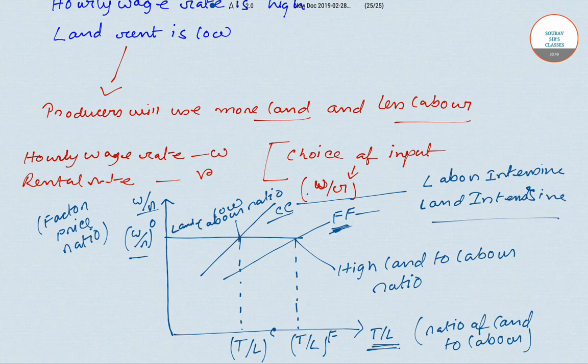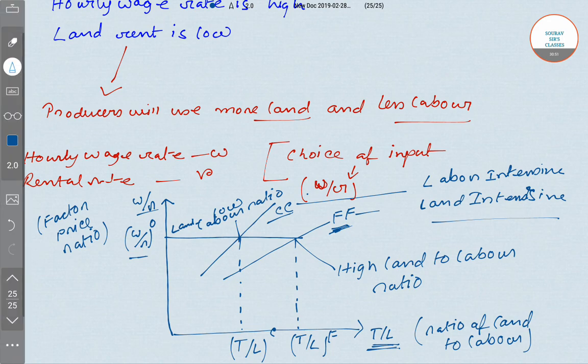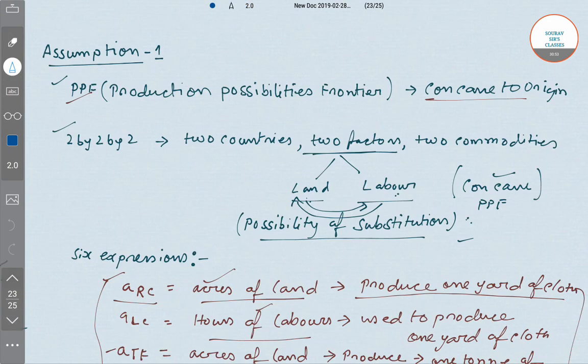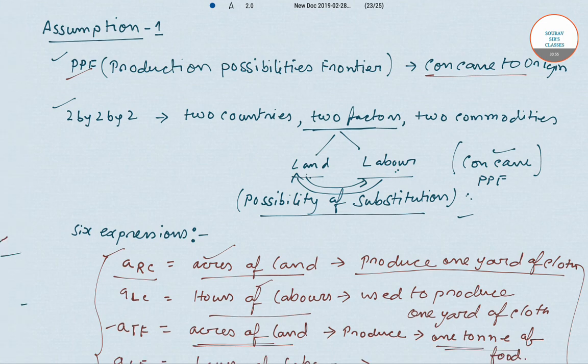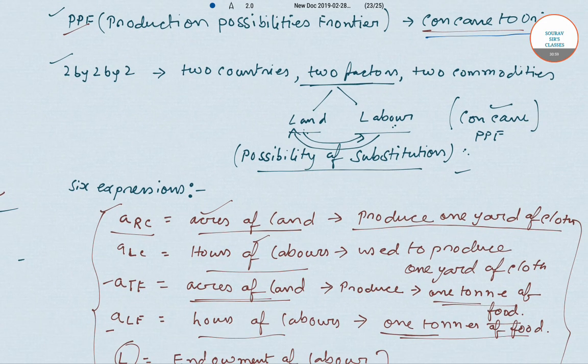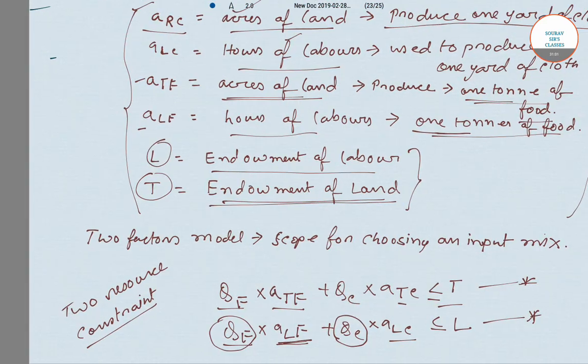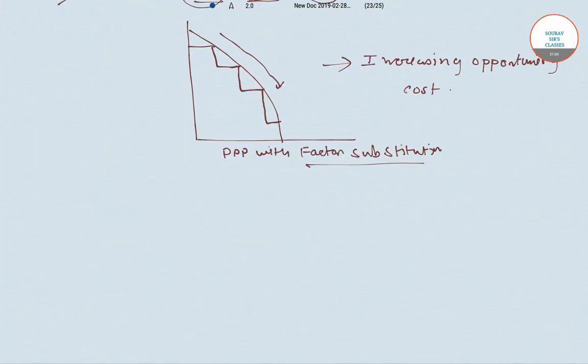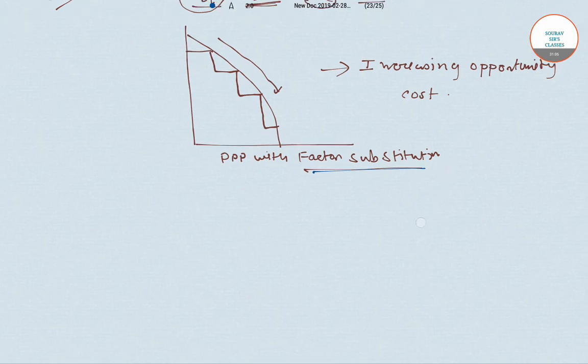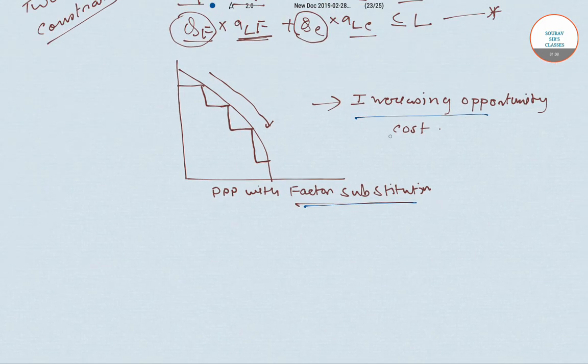So what did we learn here? We learned that there are three assumptions. The first assumption is that the production possibility frontier is concave to the origin. Why is it concave to the origin? Because due to the presence of two factor substitution and increasing opportunity cost, we get the PPF to be concave to the origin. This is the first assumption.